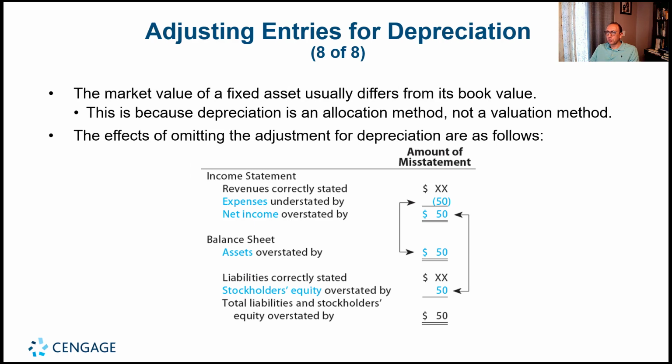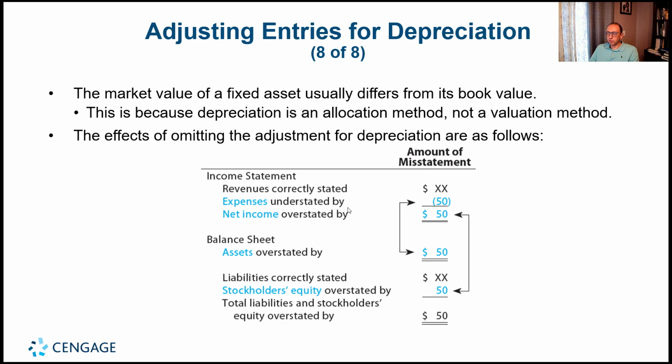So what if we ignored recording this adjusting entry? What's going to happen? What if we omitted it? It's going to create some issues. So the first thing that's going to happen is that our expenses would be understated because we did not record the depreciation expense. And when expenses are not recorded, the net income would be overstated. Okay, so when expenses are understated, net income would be overstated.